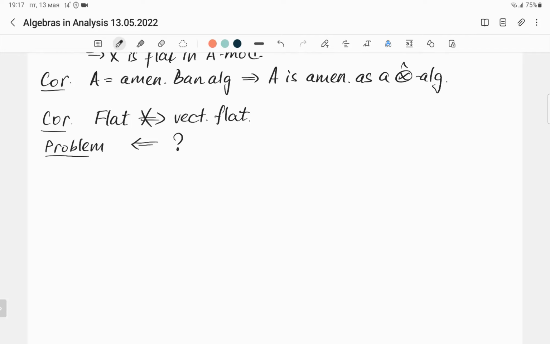Let's now look at how this definition of flatness and this definition of amenability work in concrete situations. So let's make a short digression into the theory of topological vector spaces, and let's recall the definition of CBDF spaces.